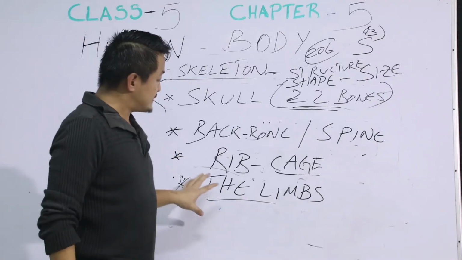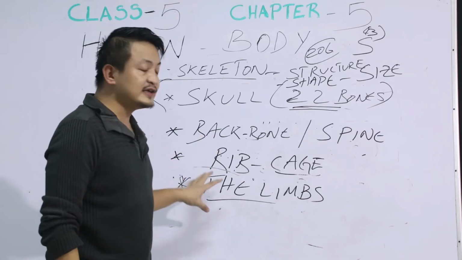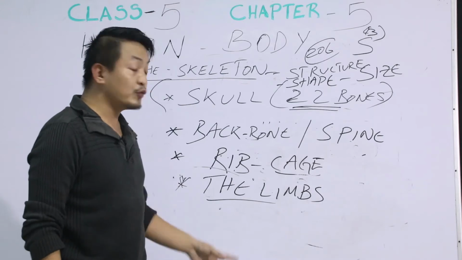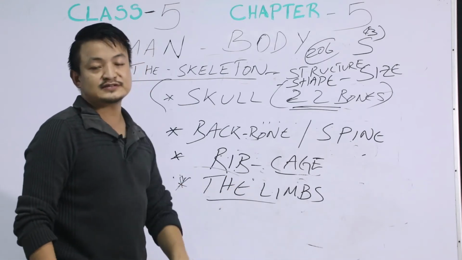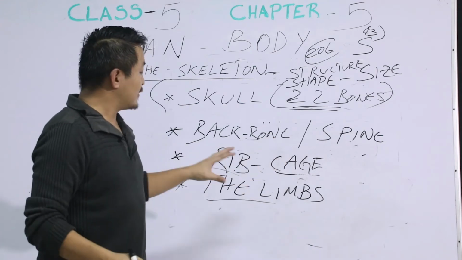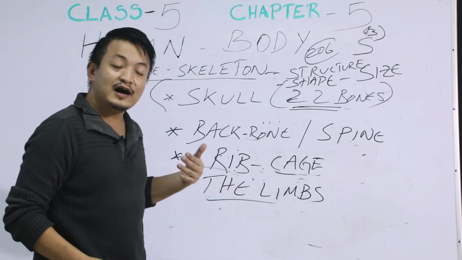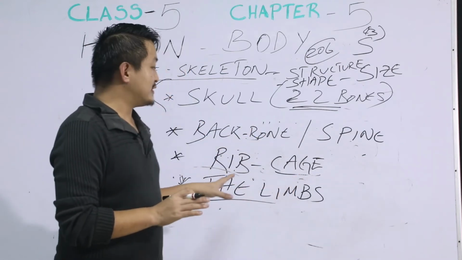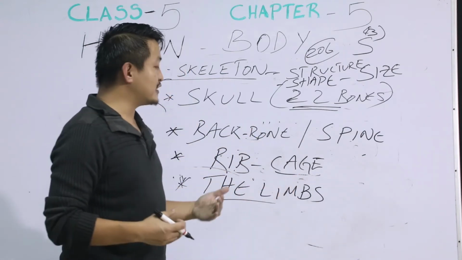So students, limbs. When I say limbs, we have two types, that is the upper limb and the lower limb. Now, the upper limb means the forelimb, that means our arms. And the lower limb means our leg part. Now, how are they joined with the skeleton?